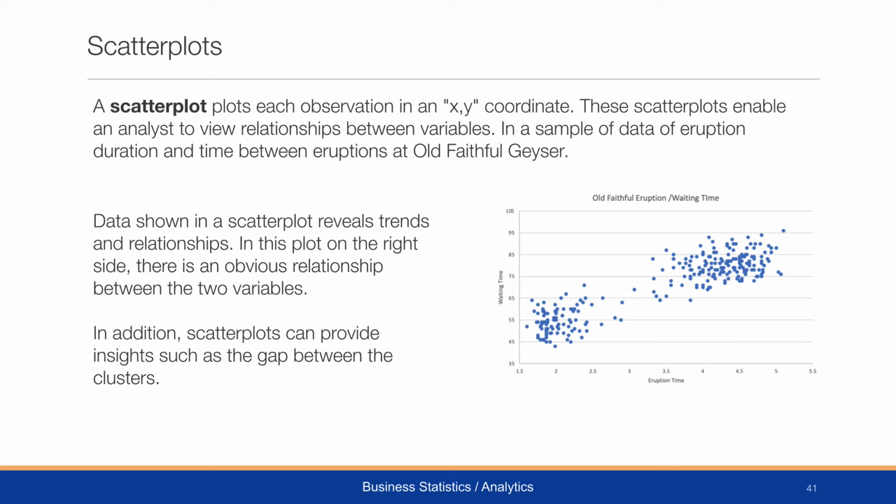The data shown in the scatter plot reveals trends and relationships. We can see that the eruption time seems to be longer when the waiting time was actually longer. So it could lead to a buildup of pressure. In addition, the scatter plot also provides another piece of information. There's a very interesting gap here that occurs between around 2.5 and 3.5. So that might be something of interest that an analyst can take a look at.